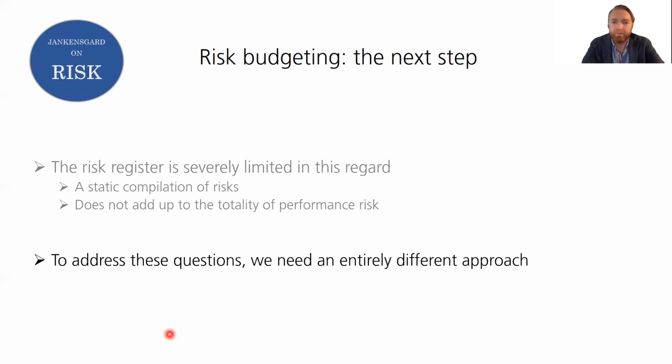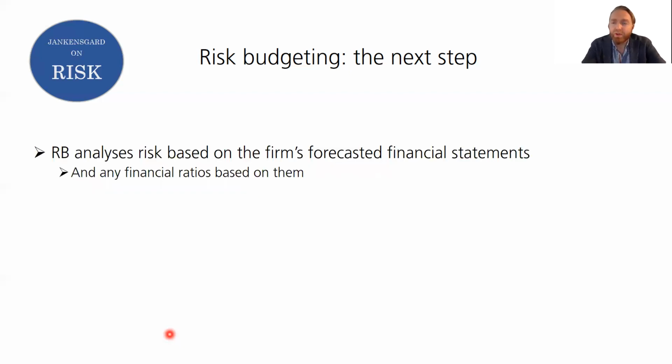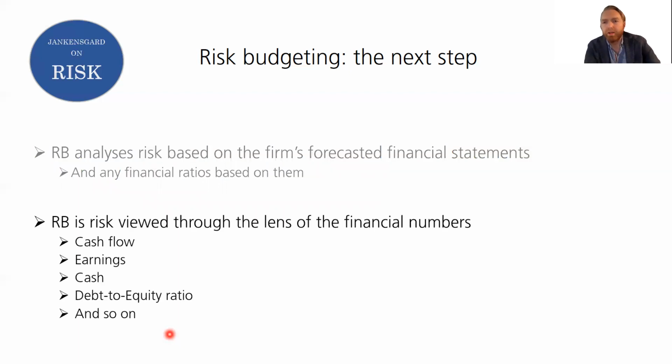And for risk budgeting, we need an entirely different approach. And that approach is going to be a financial one. We're going to realize that to describe risk and return for the company as a whole, there's really no way around the fact that this can only be expressed in terms of financial numbers: cash flows and earnings, cash balances, various financial ratios and so forth.